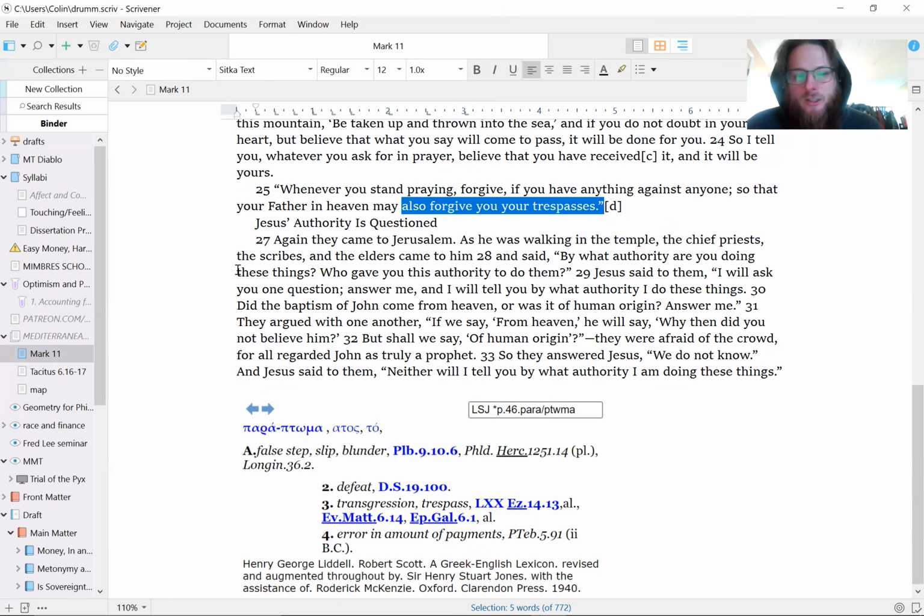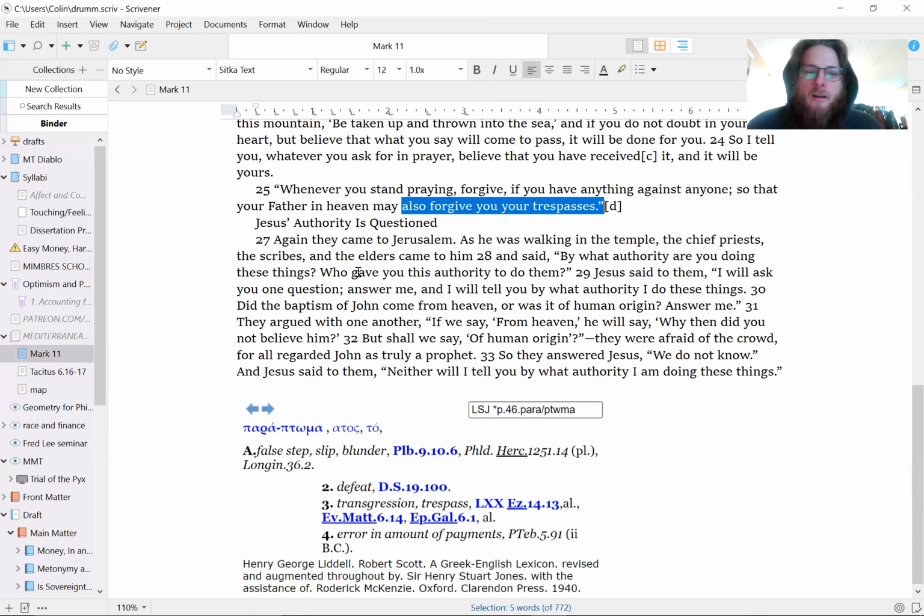As he was walking in the temple, the chief priests, the scribes, and the elders came to him and said, "By what authority are you doing these things? Who gave you this authority to do them?" Jesus said to them, "I will ask you one question. Answer me, and I will tell you by what authority I do these things. Did the baptism of John come from heaven, or was it of human origin? Answer me." They argued with one another, for if we say from heaven, he will say, "Why then did you not believe him?" But shall we say of human origin? They were afraid of the crowd, for all regarded John as truly a prophet. So they answered Jesus, "We do not know." And Jesus said to them, "Neither will I tell you by what authority I'm doing these things."